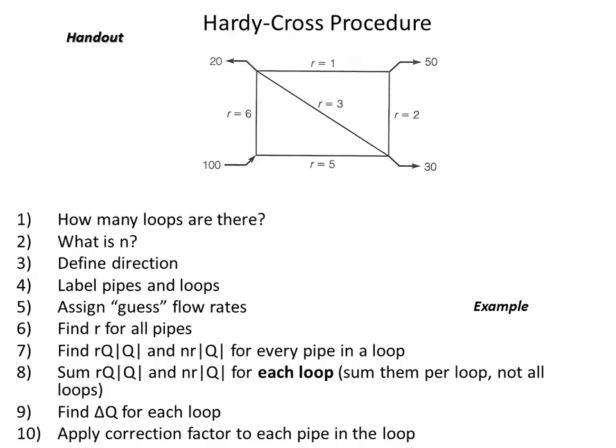In the next column, I'm going to calculate n times R times the absolute value of Q. So I'm going to now use this n column. 690, 100, and 1190. Add, that's it, everything added up.